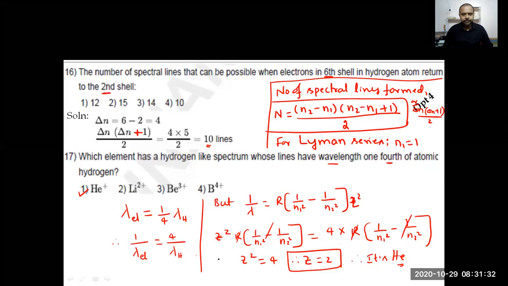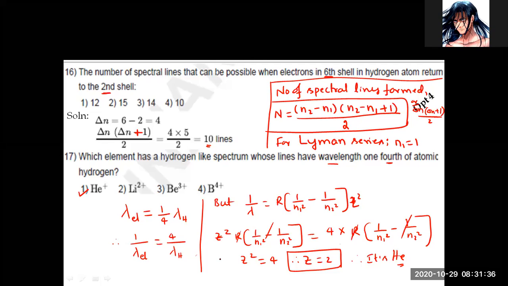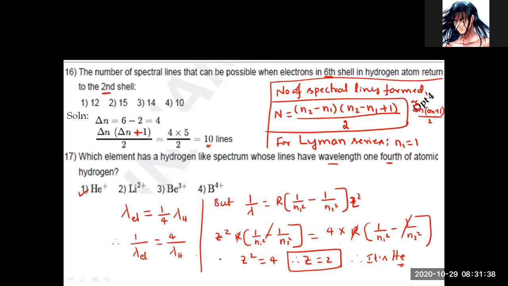Shashank done? Excuse me, sir. Yeah, tell me. So how did we get it is equal to 4 into R? How did we substitute 4 over there?